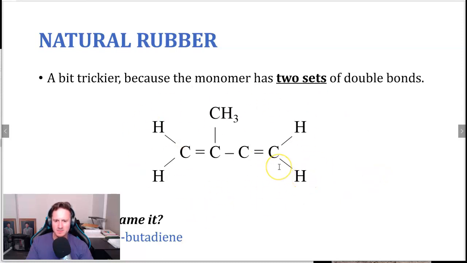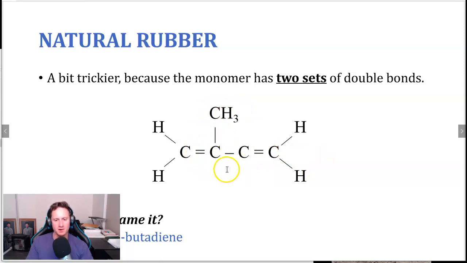Can anyone name this molecule? I've got the answer down the bottom here. My face is covering it, but it's 2-methyl-1,3-butadiene. So we've got two ethene functional groups, carbon-carbon double bonds. So it's a diene, and we've got a methyl functional group coming off of carbon 2 there. So two sets of double bonds.